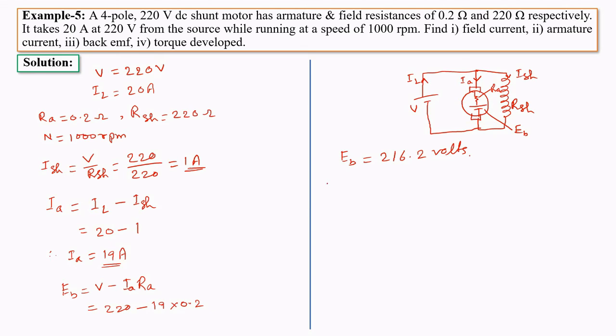Now the mechanical power developed in the armature, that is Pmech, can be calculated as EB into IA, that is 216.2 into armature current, that is 19. So this value will be 4107.8 watt.